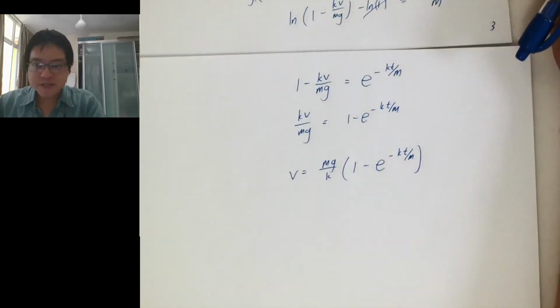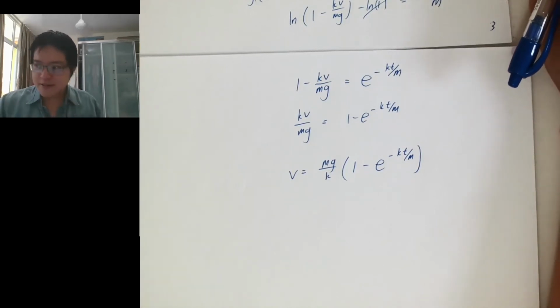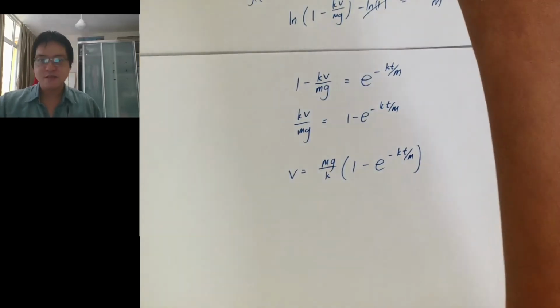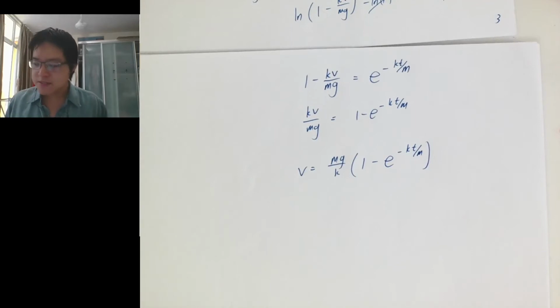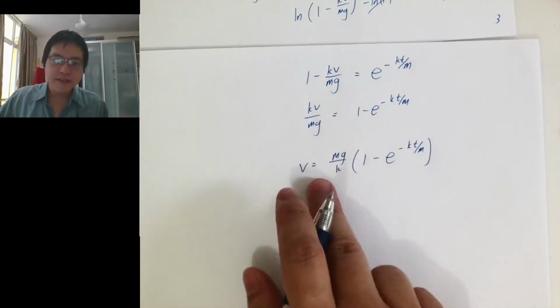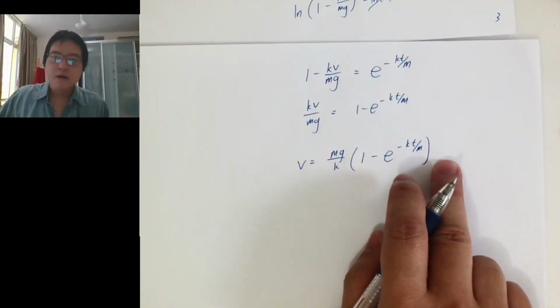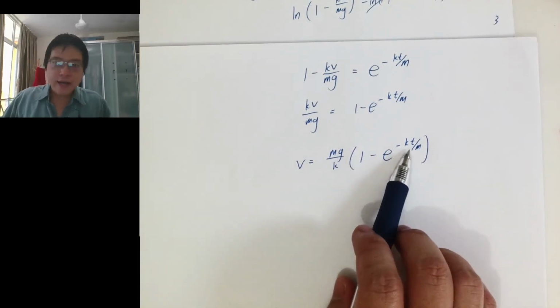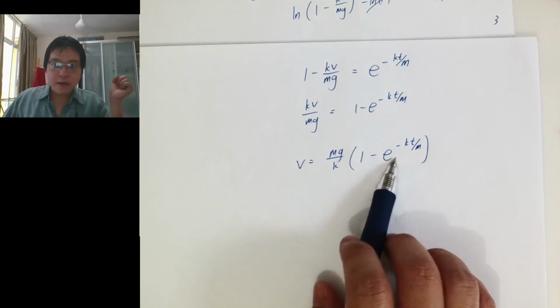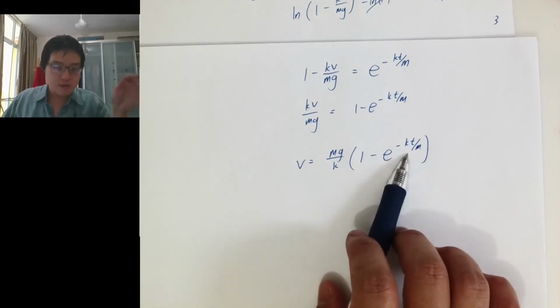So do you guys follow so far? I think this is the first heavy calculation I'm doing in this course. It's to solve a differential equation, right? So it's just mathematical stuff. So this v is a function of t. Okay, so we can actually see how this goes. At time 0, the starting time, e to the power 0 is 1. 1 minus 1 is 0. Zero velocity.